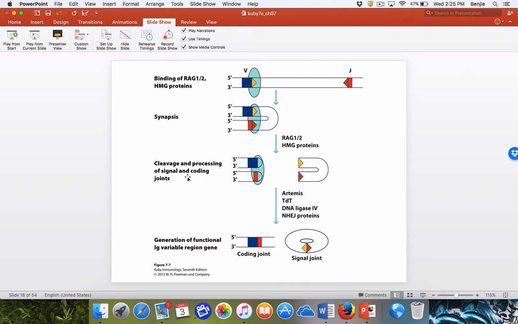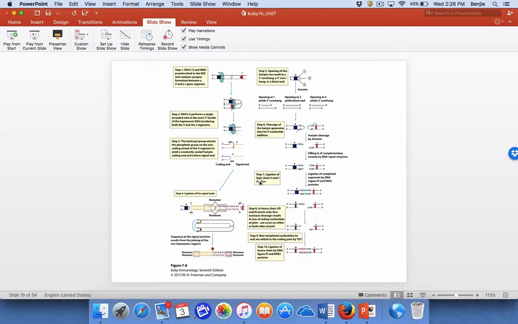The cleavage and processing of signal coding can occur there, and there's other genes that can come in, Artemis, TDT, DNA ligase 4, etc., that when they are involved in this, they are going to either add a nucleotide or take a nucleotide or two away. They're adding or subtracting codons that code for amino acids.